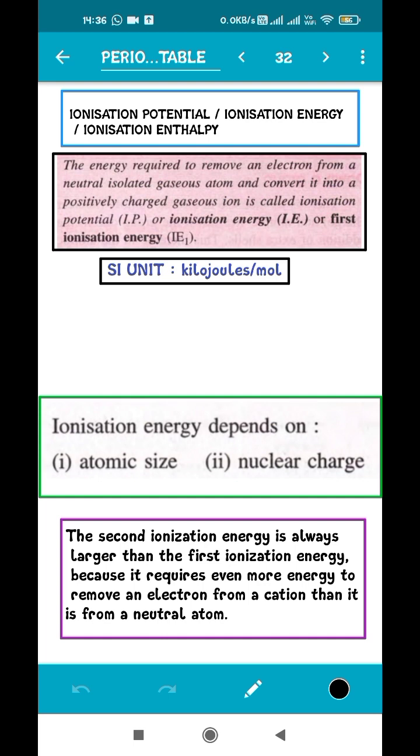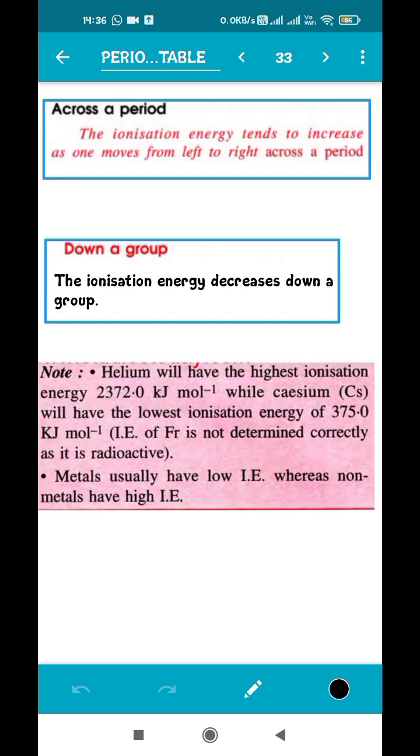Very important observation. Next is the trend followed by the ionization potential across a period and down a group. Across a period, the ionization energy tends to increase as one moves from left to right. Why does it happen? Because when we move from left to right in a period, the metallic character decreases slowly. We are moving towards non-metals. Also, the size decreases, and as a result, the nuclear charge will increase. If the nuclear charge increases, it is very difficult to remove the electron, and the amount of energy required will be too much. So the ionization energy increases as we move across a period.